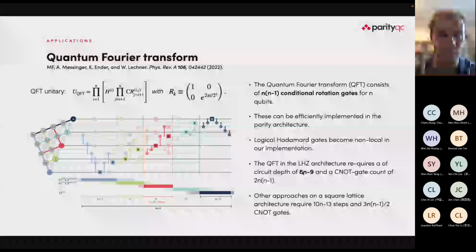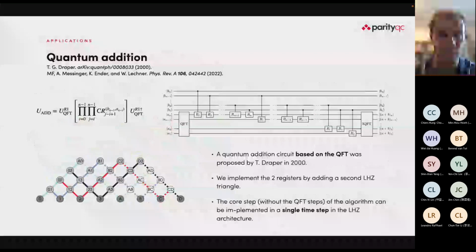Another circuit where the advantage of the LHZ mapping becomes even clearer is the quantum addition. Draper developed a quantum addition algorithm based on the QFT in the year 2000, and we picked it up to demonstrate the advantage of the LHZ architecture here. What you can see here is again a product of conditional rotations and two QFT circuits, which we already know from before.